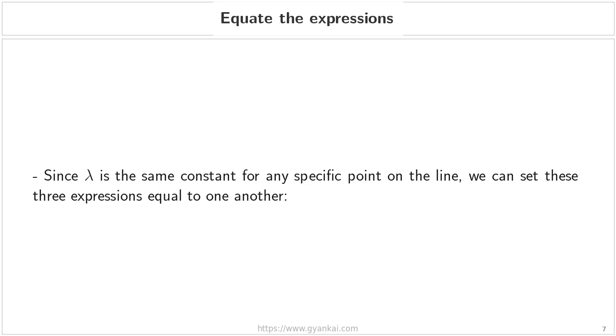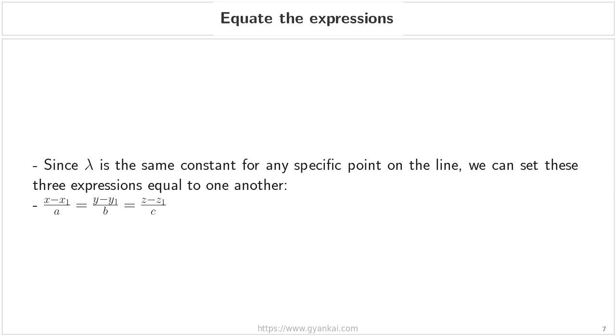Because each of our three previous equations, the one for x, the one for y, and the one for z, is all equal to this same lambda, it logically follows that we can set all three of these expressions equal to one another. By linking them together, we get x minus x sub 1 all over a equals y minus y sub 1 all over b, which equals z minus z sub 1 all over c.